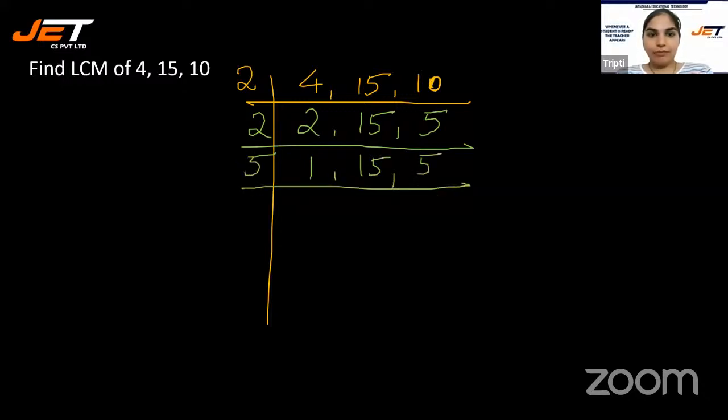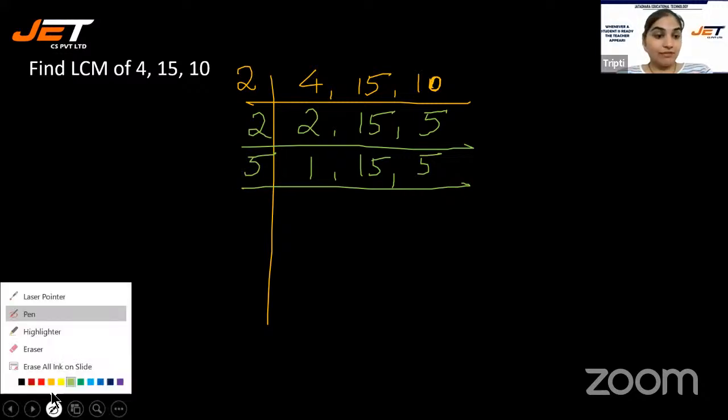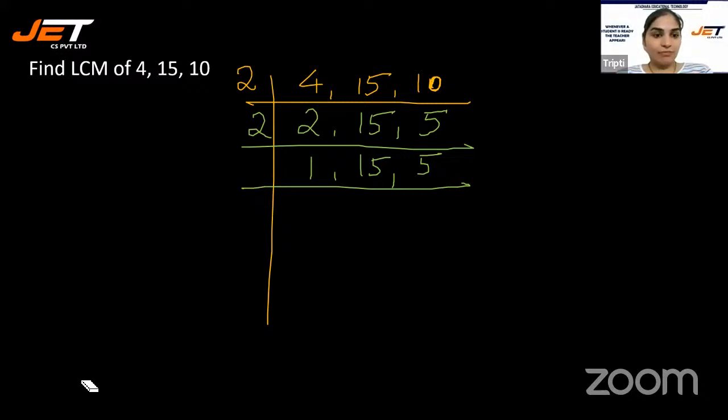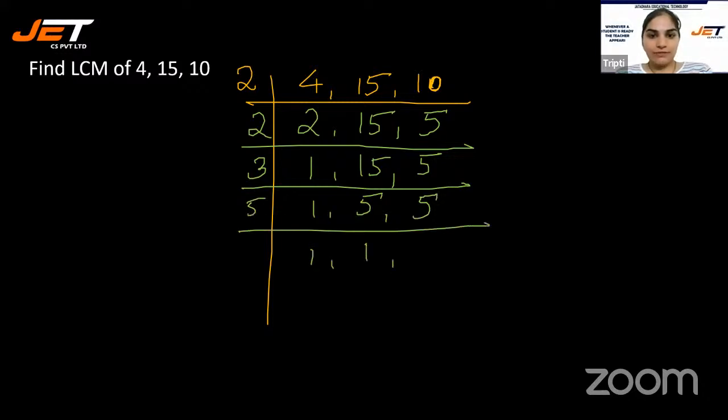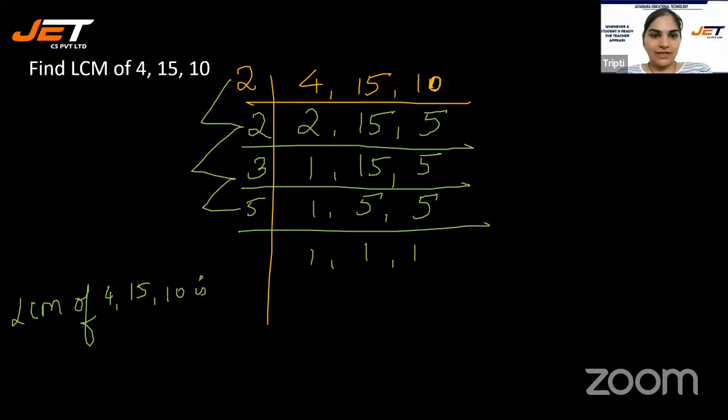Now I'll take 5 because 15 and 5. No, I'll not take 5. I'll take the smaller number than that because 15 is still divisible by 3, right? So 3 times 5 is 15. 5 like that only. 5 times 1 is 5. So the LCM of 4, 15, and 10 is 2 times 2 times 3 times 5.